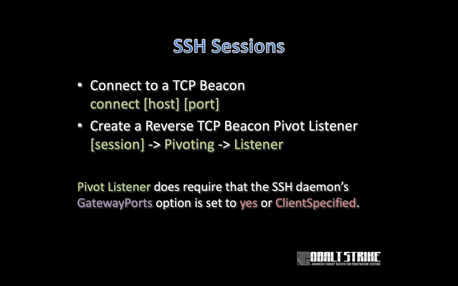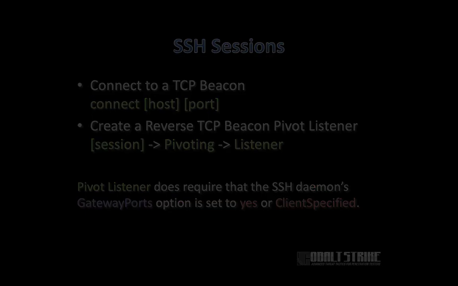Again, very similar to what we talked about with reverse port forwards, this option does not do anything about gateway ports. So if the gateway ports option is not set to yes or client specified, your pivot listener will get bound to localhost, and that won't be that useful. But in situations where that's not a problem, you can turn a compromised Unix target into a redirector for reverse TCP beacon sessions.